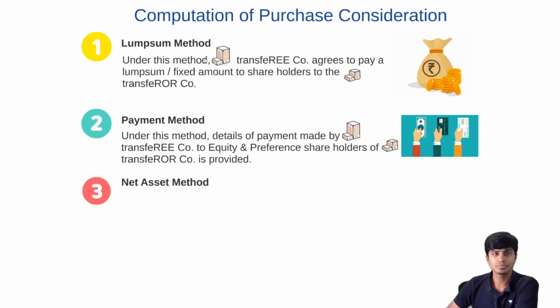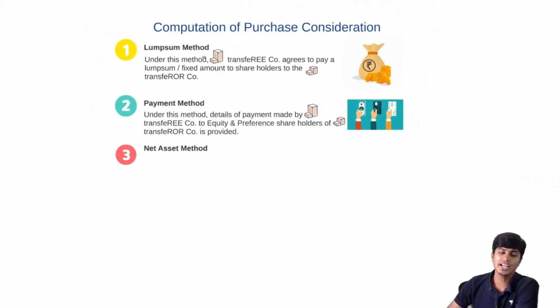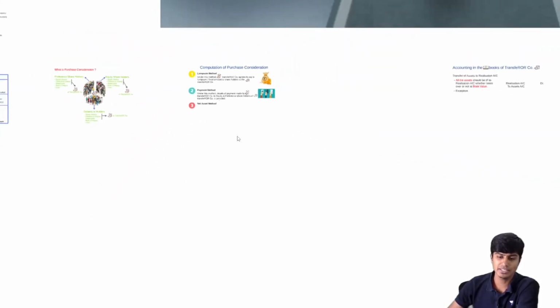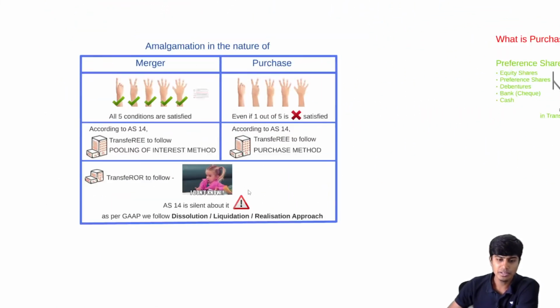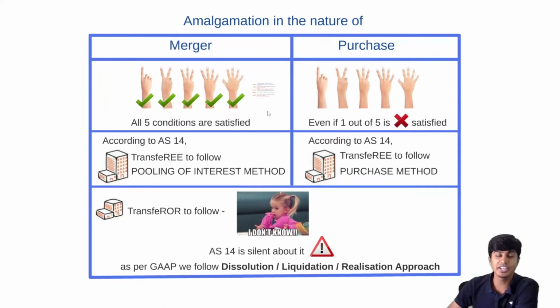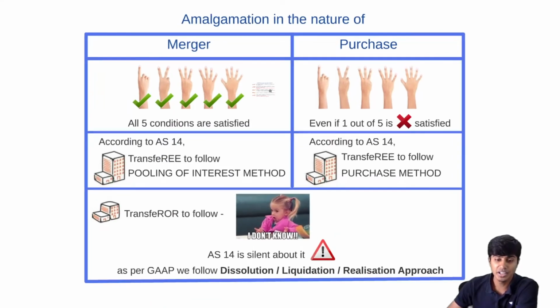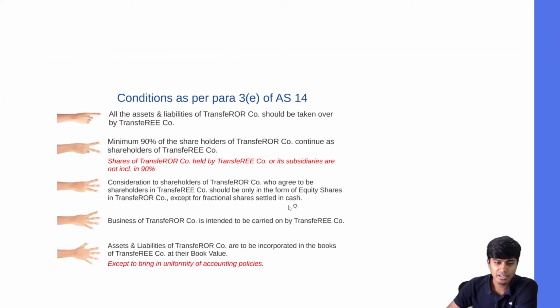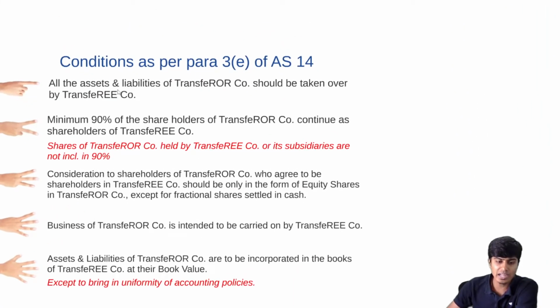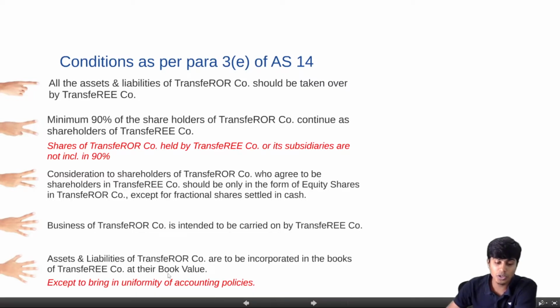It will lead to failure of the condition that we had discussed in the past. Let me show it to you. We had discussed 5 conditions. Here you remember, amalgamation in the nature of merger or purchase. In that, one of the conditions is that all the assets and liabilities should be taken over. That is the first condition.